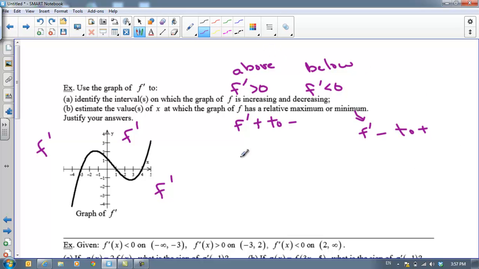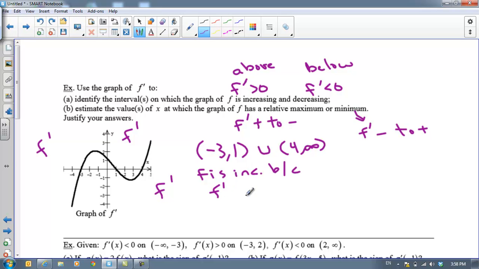This is our justification. So where is f increasing? F is increasing everywhere f prime is positive or everywhere f prime is above the x-axis. Here is a pretty picture of f prime. Where is f prime above the x-axis? I'm going to use parentheses now. I'm going to say from negative 3 to 1 unioned with 4 to infinity, f is increasing on these intervals because f prime is positive on those intervals.